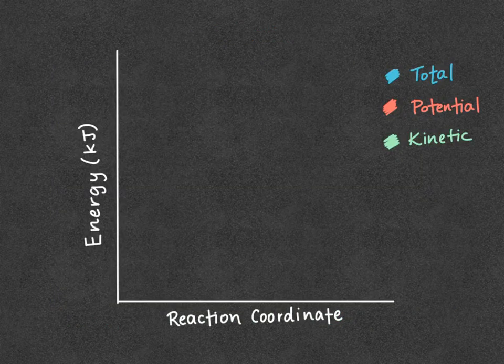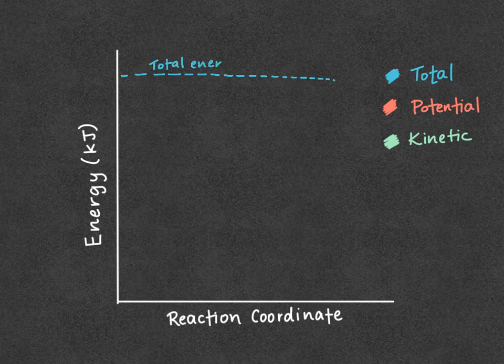We can draw out the total energy of our system. So energy can't be created or destroyed. So the total amount of energy within our system is actually going to remain constant. So total energy does not change. However, we can look at the changes in potential and kinetic energy.